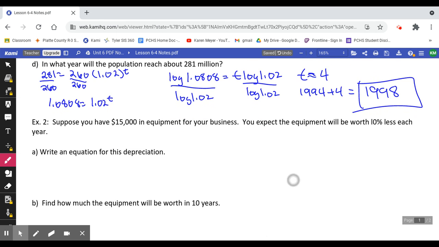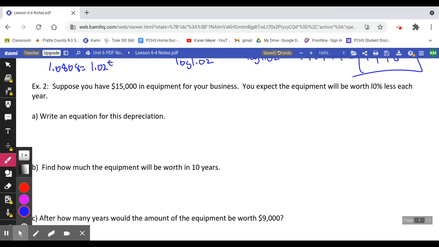Okay, number 2. Looking for a keyword. And I will notice here that the keyword is less. Less means decay. Plus, if you look at part A, it says write an equation for the depreciation, which means decay. So A equals starting amount, which was 15,000, parentheses 1 minus 10% as a decimal.